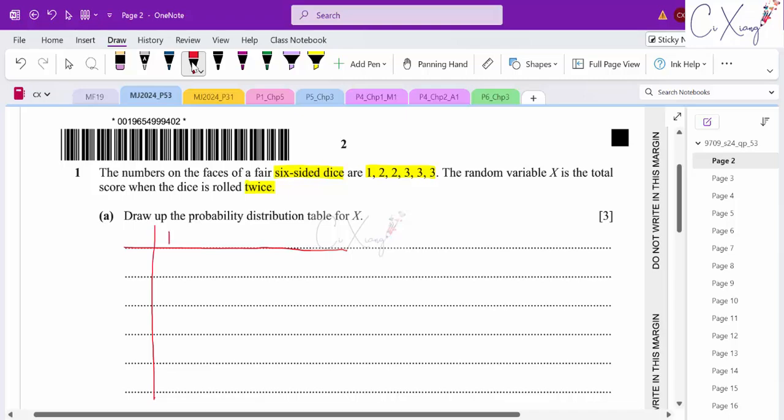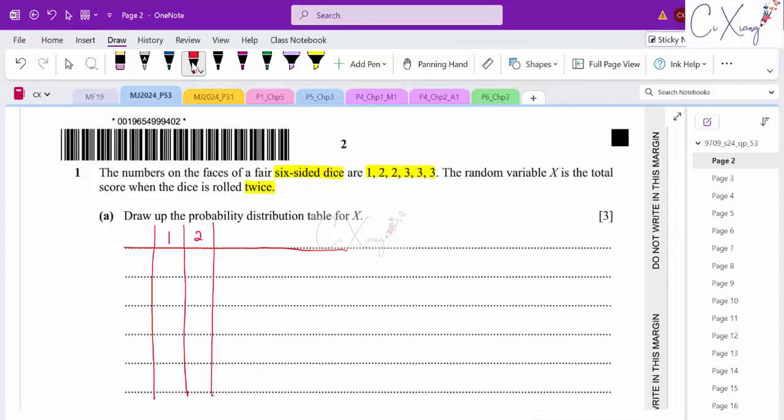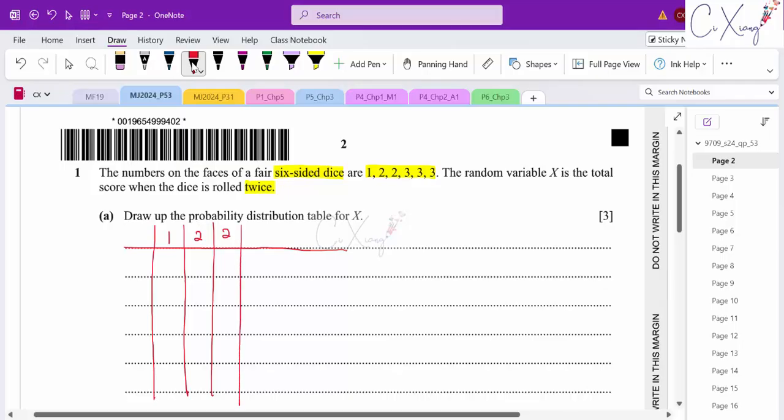So first, I try to list out all the sides, the numbers on the sides. For one dice, I have a six-sided dice, right? It has six sides. So I have all the numbers here: 1, 2, 2, then 3, 3, 3. So assume that this is the result that I get when I throw it for the first time. And after that, I also get a result when I throw it for the second time, using the same dice. So the result for the second throw is still the same: 1, 2, 2, 3, 3, 3 as well.